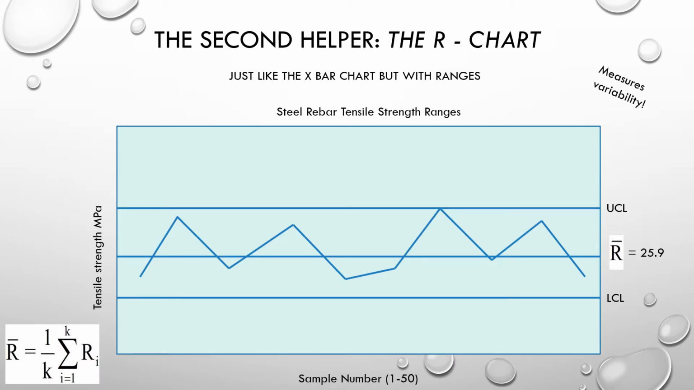Now we're going to look at our R chart, which is basically the X bar chart, but for ranges. Here's our mean of ranges. This chart measures variability. The variability is pretty good, pretty high. Here we might have a problem. That's normally calibration. That's why you have to recalibrate a machine after every 10 samples. Okay? And our final helper is right.